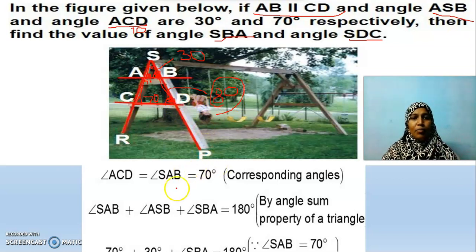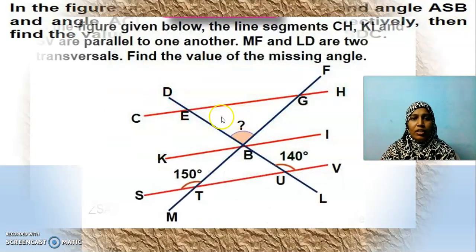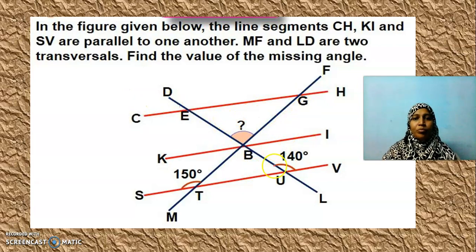Is it clear? SAB 70 degree. Here also SAB 70 degree. SBA here 80 degree. Here also if I subtract now 180 minus 100, we get 80 degree. Is it clear, children? Okay, then our next question is, see here.